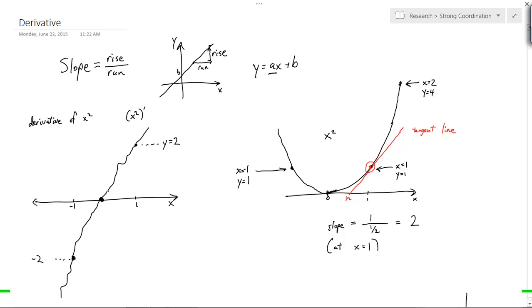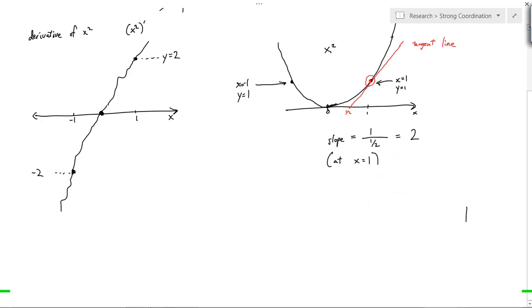We could go carefully calculate it for each point, get more dots to connect. Turns out there's a rule that says the derivative of x to the p, where p is just any number you want, is always going to be p times x to the p minus 1. So in our case, we started with x squared. And if you follow this formula, you get 2 times x to the 2 minus 1, which is 1. You don't write it. So it's just 2 times x.